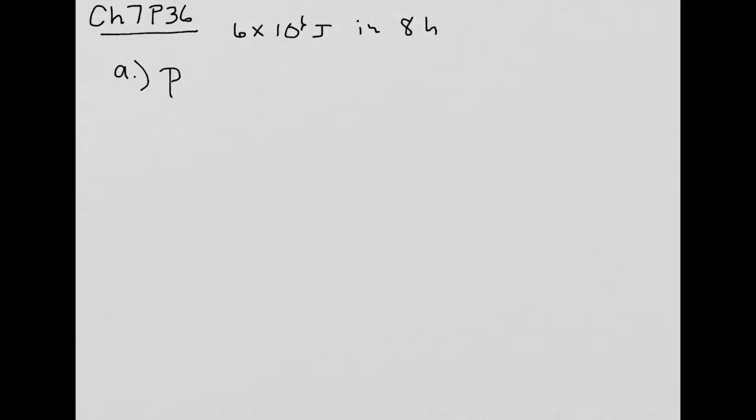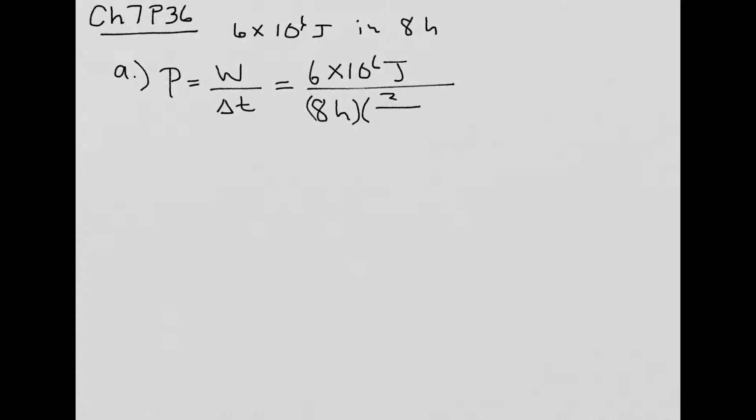So the power equals the watts of the work done by a person over a period of time, 6 times 10 to the 6 joules, divided by 8 hours, but we have to convert to seconds. So that's 3,600 seconds, 60 minutes times 60 seconds per hour. When you calculate this out, you get about 208 watts. So that person's working pretty darn hard.